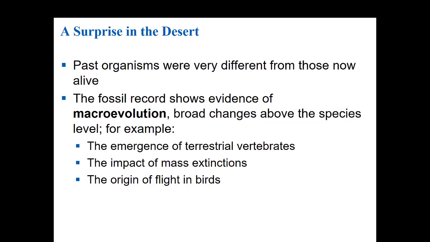And remember that macroevolution is looking at huge, broad changes above the species level. Microevolution is looking at it at the species level, right? But macroevolution would be like the emergence of terrestrial vertebrates from aquatic environments. At one point, everything was in the water, and that process of moving now to land, or impacts of mass extinctions, where huge numbers of species went extinct for whatever reason, or the origin of flight in birds. So at some point, birds did not fly. Their oldest ancestors also lived on the ground, so they had to become terrestrial and then evolve the ability to fly.